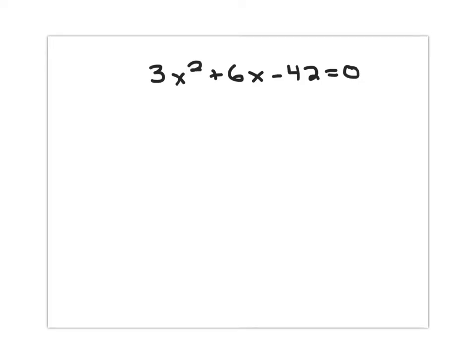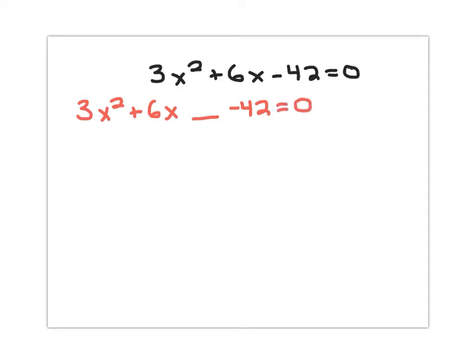Okay, let's tackle this one and solve by completing the square. So the first thing that we need to do is move the c value. Now you can either leave the c value on the same side isolated, or you can move it to the other side. Both ways will work. So you could get 3x squared plus 6x, leaving our space, and then keep your minus 42 equals 0.